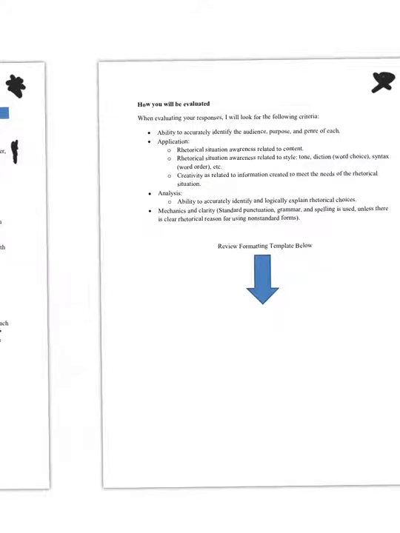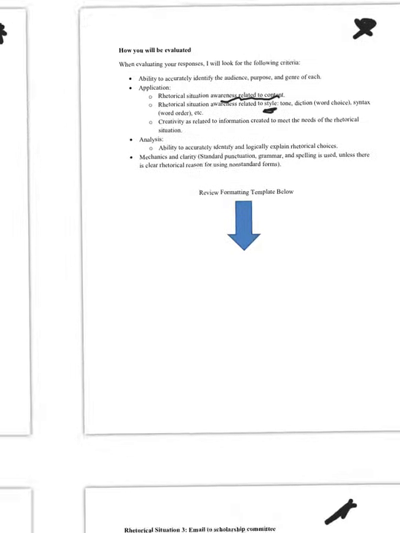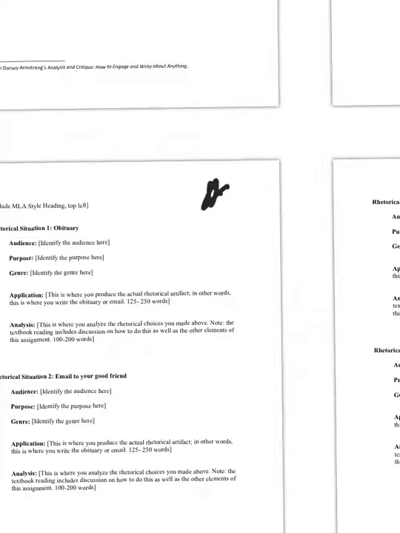So now, let's just briefly look at the evaluation part. And this lists all the things that I'm going to be looking for. So I'm not going to go over that in detail right now, but I want you to see that they are there. So the things I'm looking for is an awareness of what content fits for that situation. Are you aware of the style, the tone that fits for that situation, etc. So then let's go down and let's look at the template.